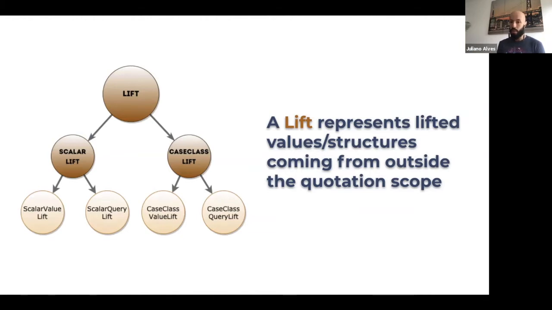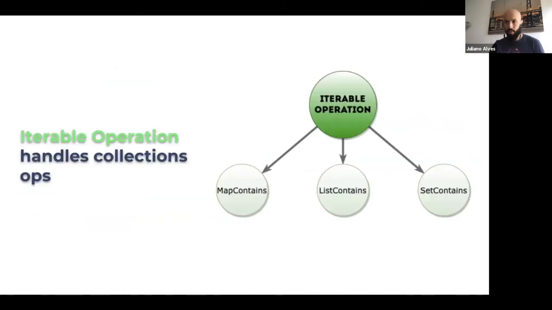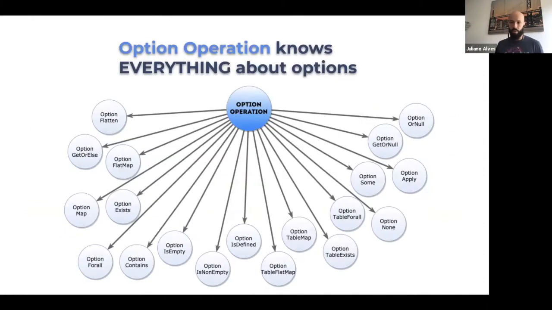They are runtime values. They are values that our user is sending to us, and suddenly they become part of our queries. This one is likely a bit outdated, given that we already have some work going on in order to have Quill running with Dotty. And there are some extractions going on regarding the AST, but that's the general representation of a lift component of the AST. We have iterable operations that are very specific, just those three, for map contains, set contains, list contains. And then we have the option operation that knows absolutely everything that it has to know about options.